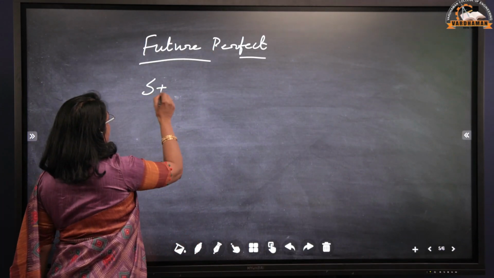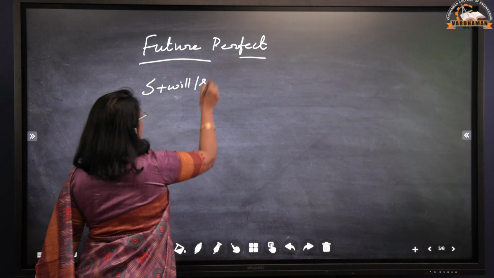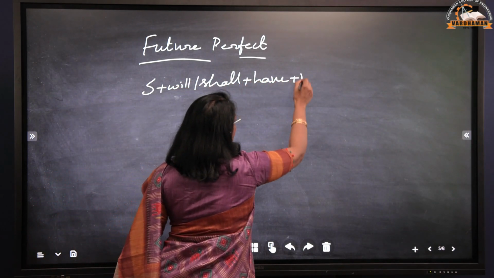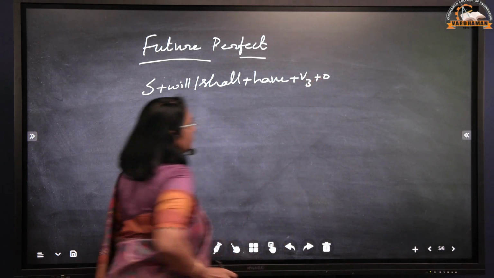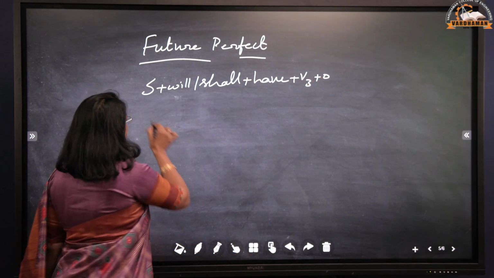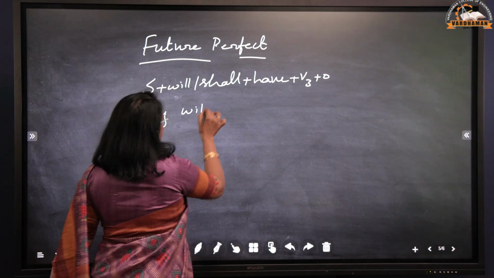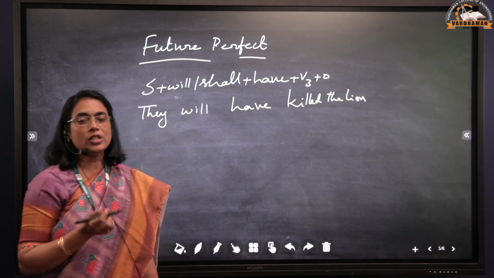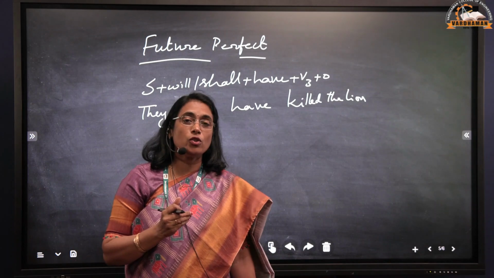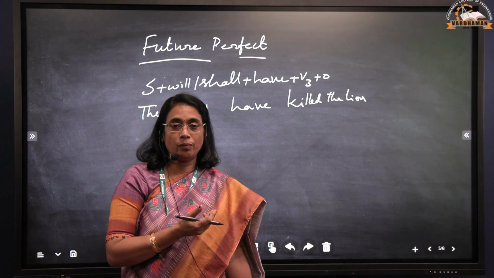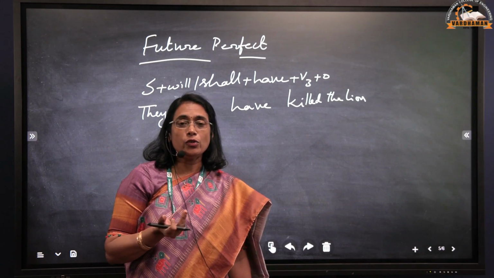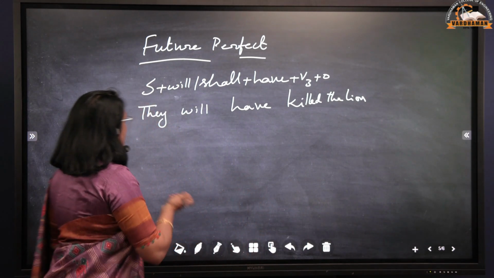So subject, will, shall, have plus V3 plus object. So they will have killed the lion. Generally we use this future perfect to assume some action. We assume certain things to happen in future. At that time we use future perfect tense. So this is the structure.